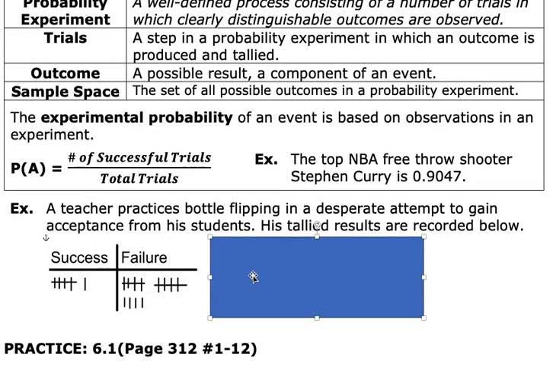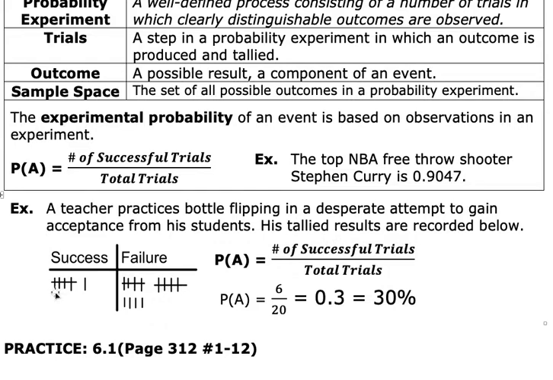And the number of successful trials divided by the number of total trials is 6 successful outcomes, or trials, out of the 20 trials. And that's equal to 0.3 or 30%, fraction, decimal, percent.